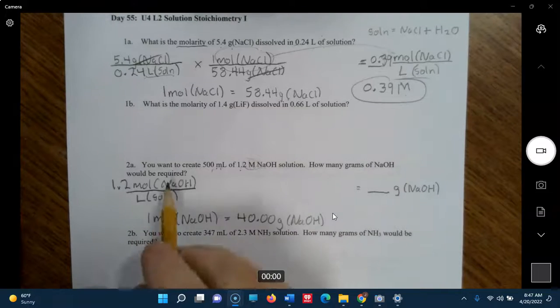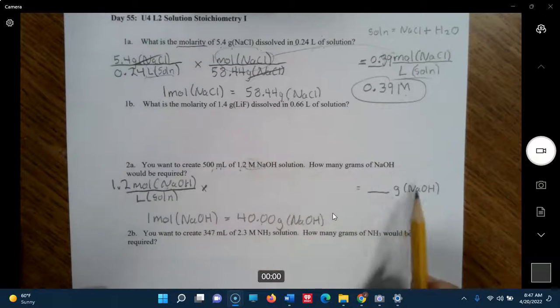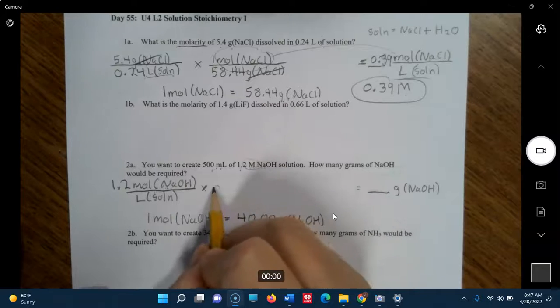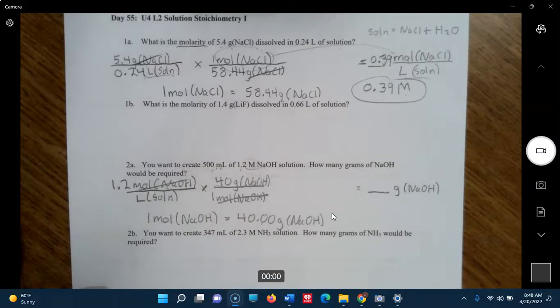So that will get us from moles to grams. Which one goes on the top, which one goes on the bottom? You need to get rid of moles, have grams show up. So you need moles on the bottom in this one. Moles NaOH cancels. So now you've got grams of NaOH up there.